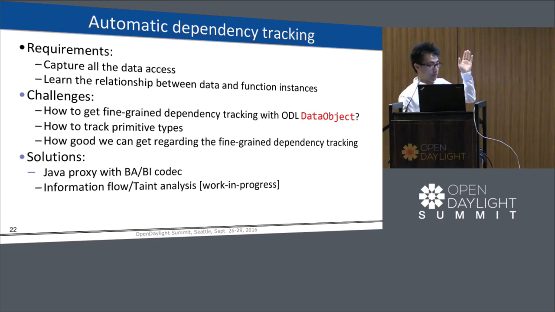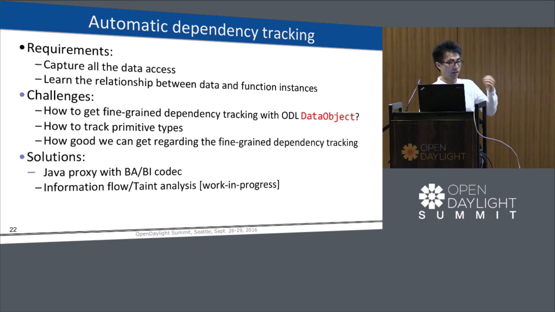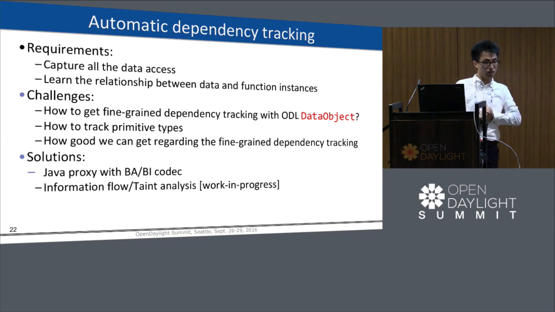Okay, so here's the page to demonstrate how we do this automatic data dependency tracking. To do automatic data dependency tracking, we need to capture all the data access and also learn the relationship between the function instances and the data. And this cannot be done using the current OpenDaylight data transaction API. So in FAST, we wrap the OpenDaylight data store API using a shim layer so that we can capture the context of this program, which is basically which function instance is accessing the data and what data is being accessed. After we generate all these relationships, we register the data change listeners, and we also create a data change handler to roll back all the data changes and also to re-execute the program automatically.